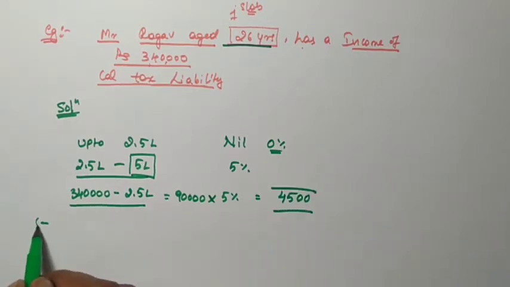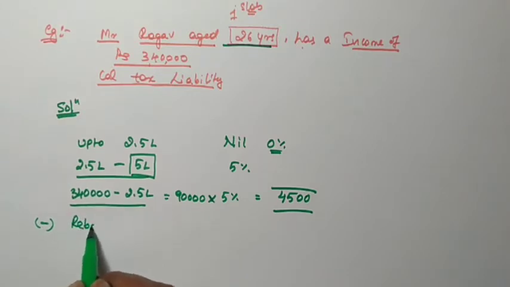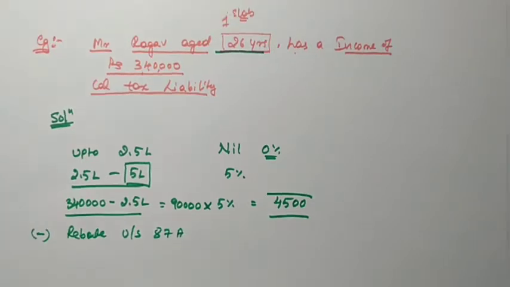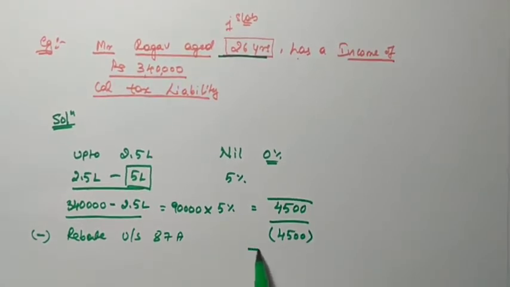Less rebate under section 87A. So total 4,500 also less, zero tax liability.